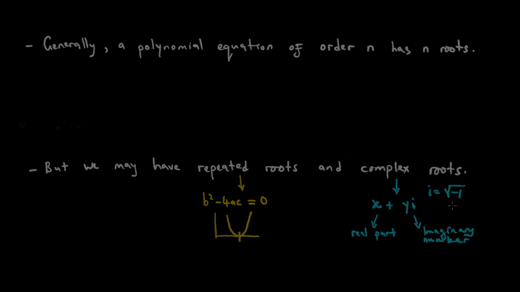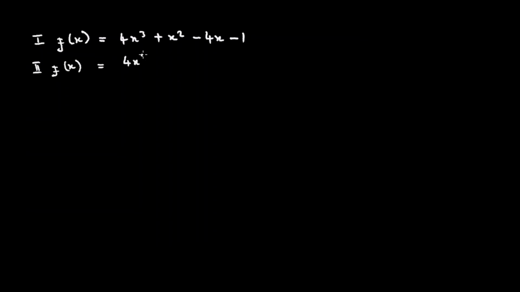Now what we want to do is exemplify what we have learned with 2 polynomials. Polynomial number 1 is f(x) = 4x cubed plus x squared minus 4x minus 1. And our second polynomial, f(x) = 4x cubed plus x squared plus 4x plus 1.